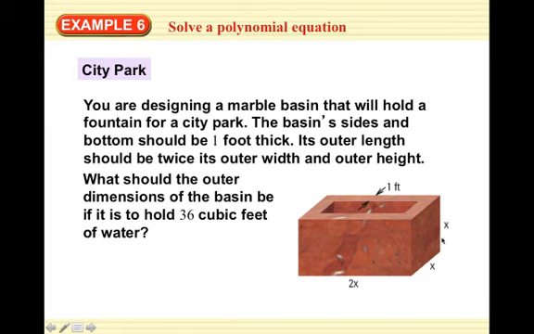But that's for the outside. Okay, there's an inside and an outside. Okay, what should the outer dimensions of the basin be? So this x times 2x, if it is to hold 36 cubic feet of water. Okay, so that's giving us information about how big the inside volume needs to be. It needs to be 36 cubic feet.